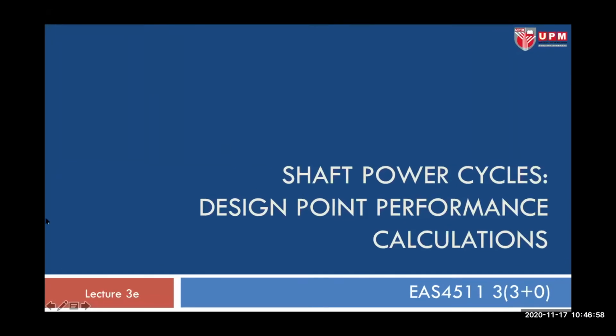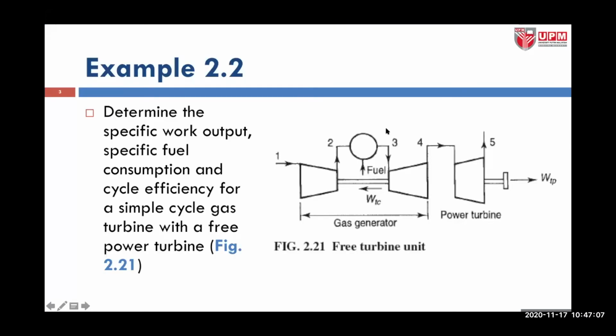Yes, this is the one. For example number 2, earlier in example 2.1 we had the heat exchange cycle. Now we have a free turbine unit. You can see here we have a power turbine. Determine the specific work output, specific fuel consumption, and cycle efficiency for a simple gas turbine with a free power turbine, figure 2.21.